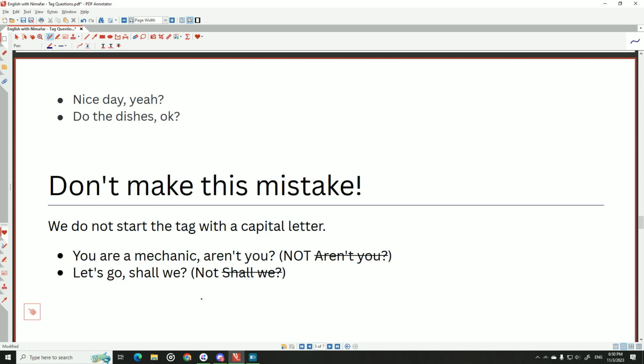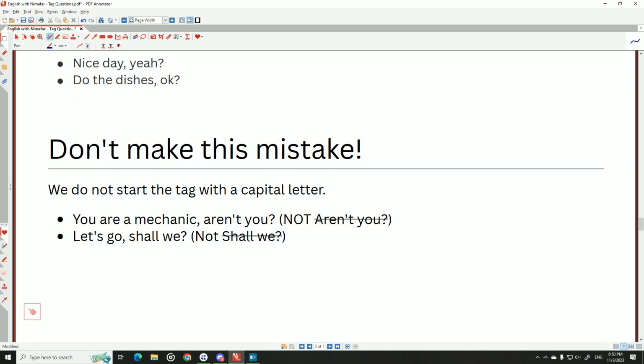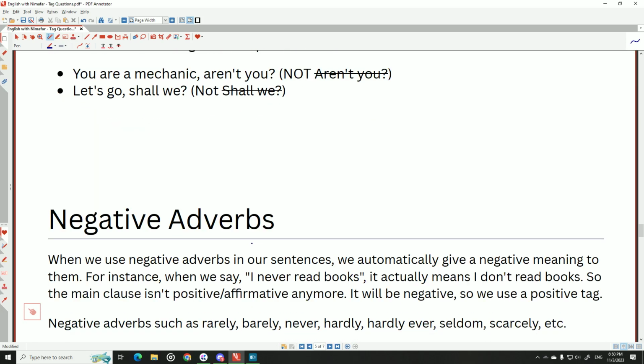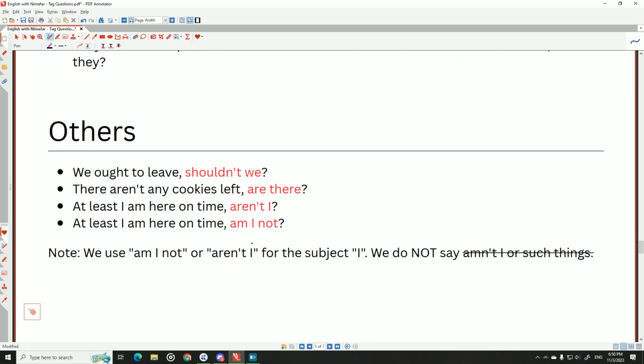I saw this a lot. Students use, for example, "aren't you" with a capital A. No. It's still a part of your sentence. So "aren't you" is in small letters. "Shall we" is small. And all of them are in small letters, not capital. You're a mechanic, aren't you? Let's go, shall we? Negative adverb, we will talk about it again in the video.